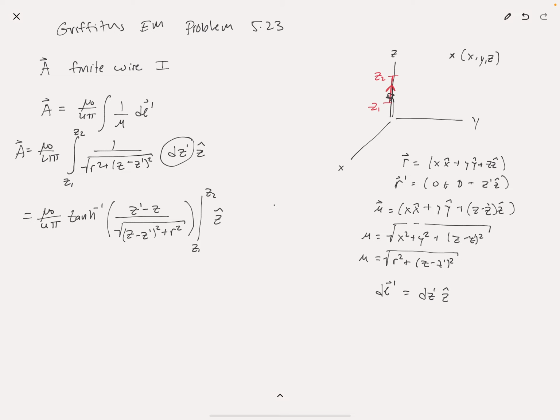All right, and you plug those in. I'm not gonna do that. There you go. That's what the magnetic vector potential is from a finite wire.